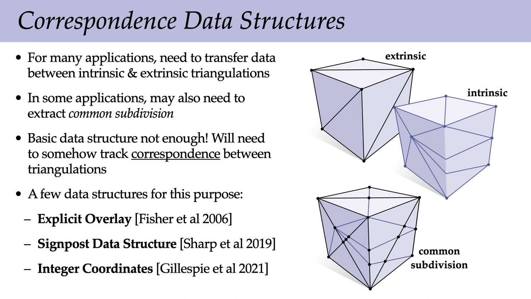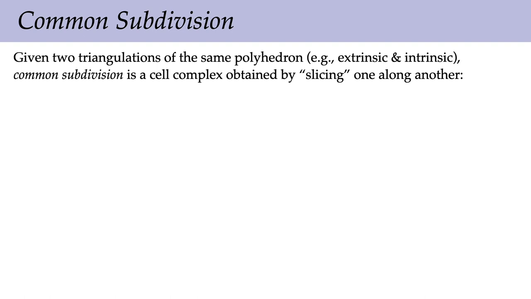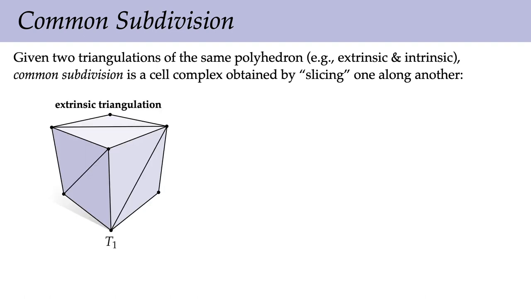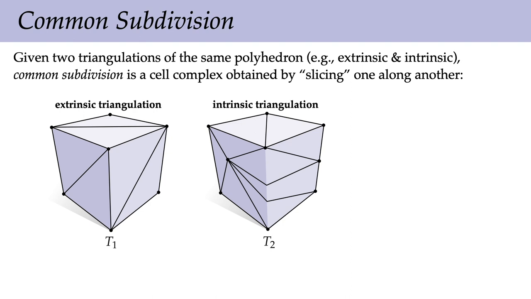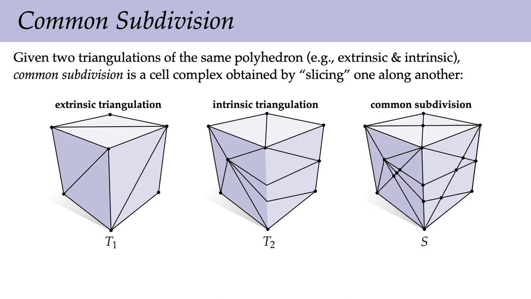And one is the integer coordinates recently developed by Gillespie et al. So let's take a look at these. One definition, by the way, that'll be helpful is the common subdivision. So given two triangulations of the same polyhedron, one extrinsic maybe and the other intrinsic, the common subdivision is a cell complex obtained by essentially slicing one along the edges of the other. You could, if you like, triangulate this, but it's not really necessary.